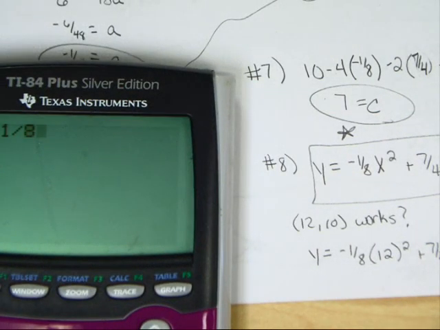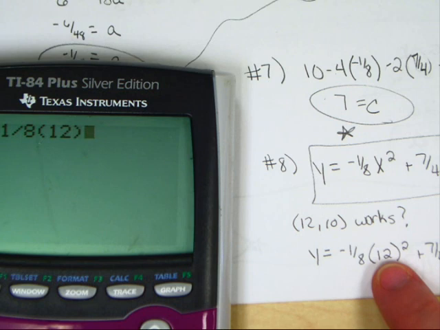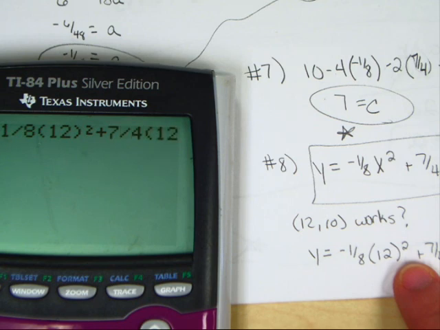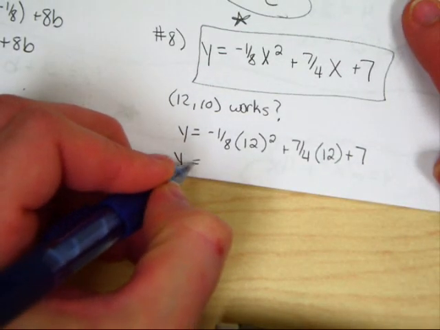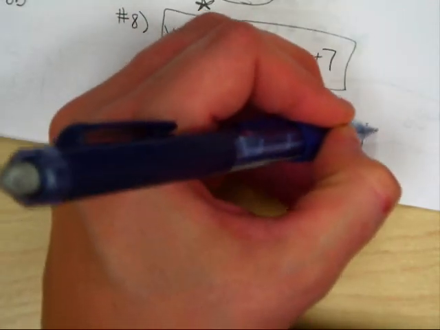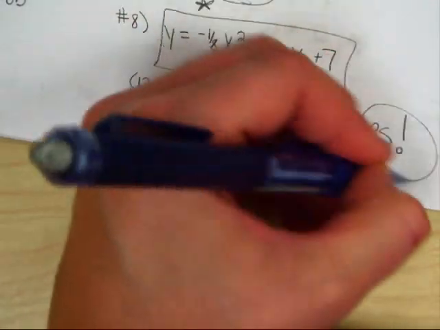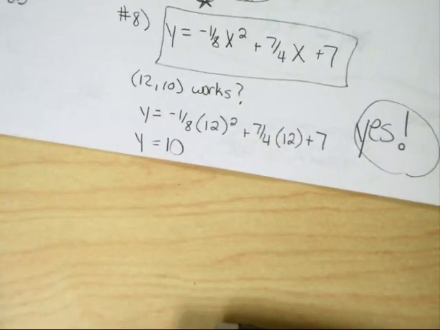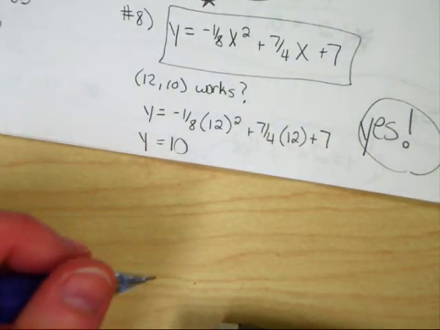Negative 1 over 8, 12 squared, plus 7 over 4, 12, plus 7. See how the answer is 10? See how y equals 10? We can say yes. It will, in fact, pass through the hoop because 12, 10 is a point.